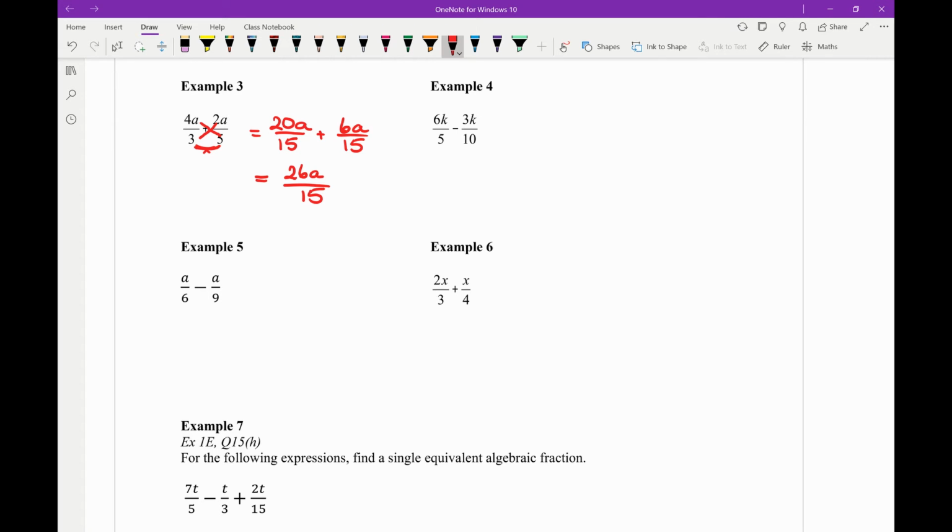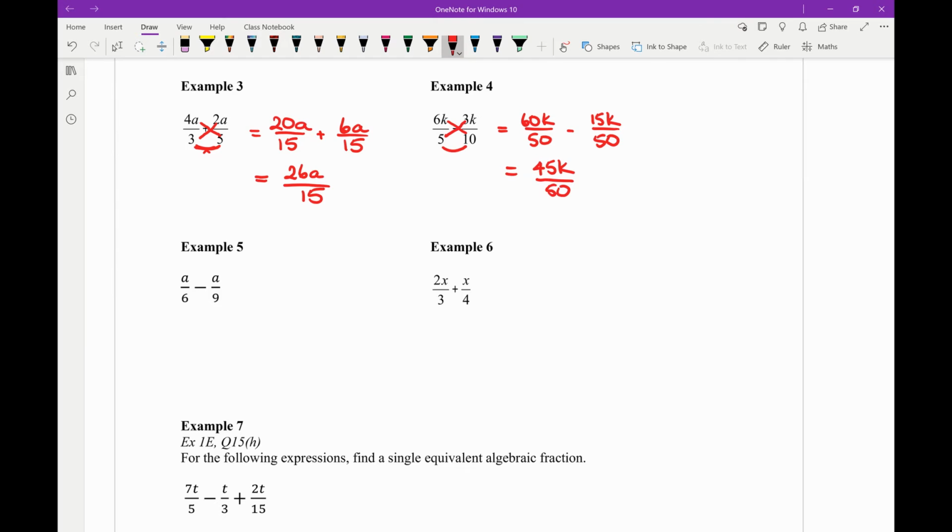The thing is, there are some other ways to do this. If we look at example number 4, first of all, I'm going to do it with the method I've been showing you. So the first thing we do is we multiply these two numbers together. 5 times 10 is 50. Okay, then we multiply diagonally. 6k times 10, so that's 60k. And 3k times 5 is 15k. Then we subtract 60k minus 15k, that's 45k over 50.